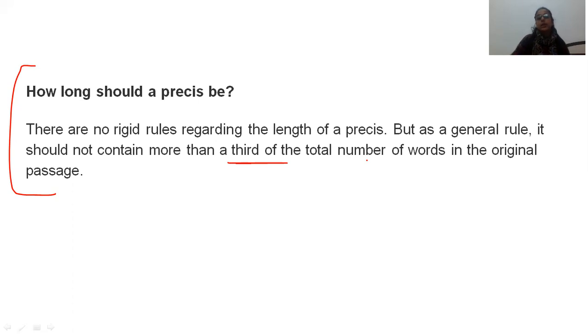A lengthy Pressy turns into a paragraph. A lengthy Pressy would come into the category of paraphrasing. That should not be. Pressy, paragraphs and paraphrasing are all different things. Okay.